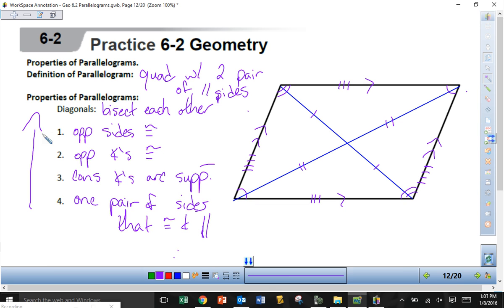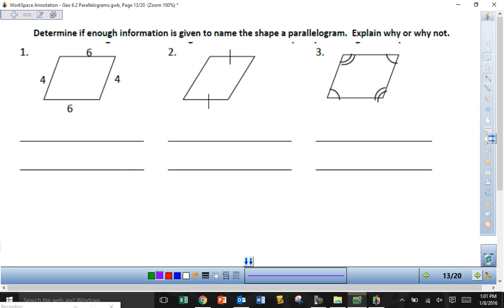Okay, so let's use these properties to talk about whether or not we can tell a quadrilateral is a parallelogram or not. Okay, so on number 1 here, we have some information. We're told that this length is 6 and the opposite of it is 6. Since they're the same number, those two sides are congruent. Then we are given a 4 and a 4. Both pairs of opposite sides are congruent, so that tells us, yes, we do have enough information. This is a parallelogram. And why? Because the opposite sides are congruent.